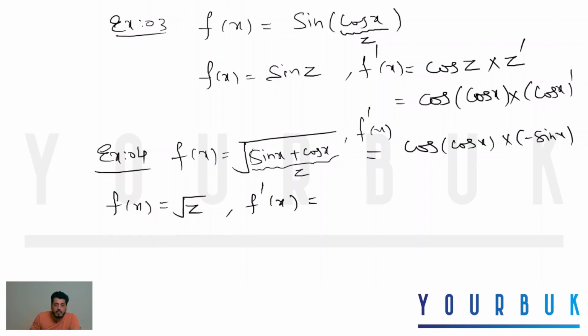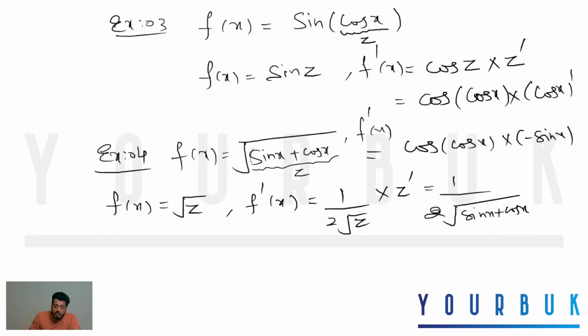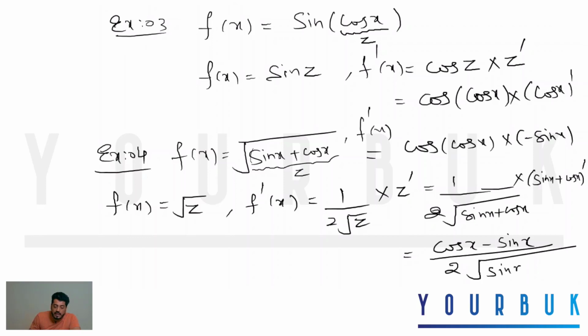It will be the derivative of root z in the normal case, that is 1 by 2 root z, into the derivative of z, that is z dash. So just replace the value of z, that is sin x plus cos x, into the derivative of sin x plus cos x. Now we know the sum rule, so this will be in the numerator. The derivative of sin x is cos x, the derivative of cos x is minus sin x. So the numerator becomes cos x minus sin x, and the denominator becomes 2 times root of sin x plus cos x.